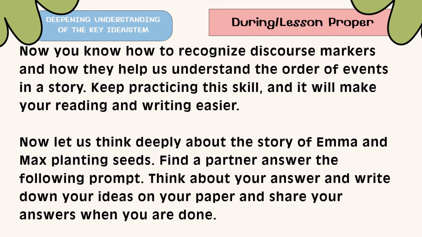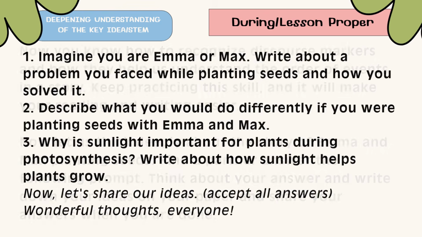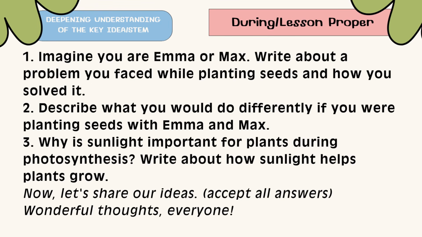Find a partner, answer the following prompt. Think about your answer and write down your ideas on your notebook and share your answers when you are done. Number 1. Imagine you are Emma or Max. Write about a problem you face while planting seeds and how you solve it. Number 2. Describe what you would do differently if you were planting seeds with Emma and Max.